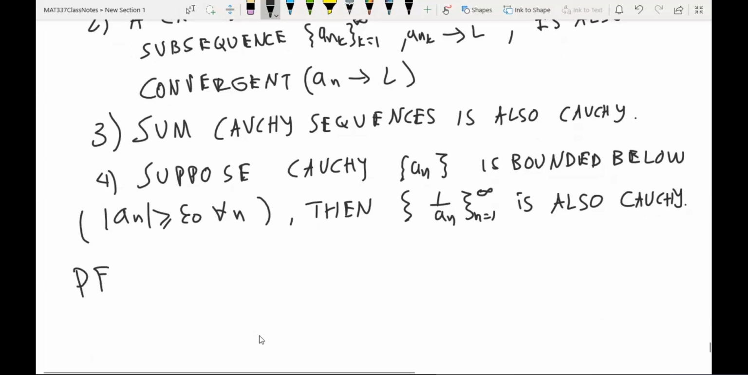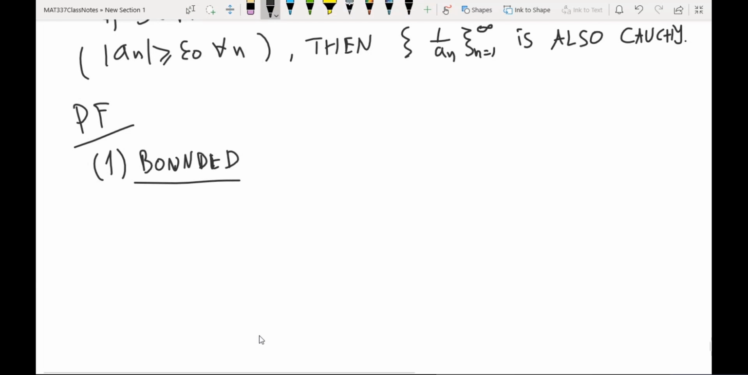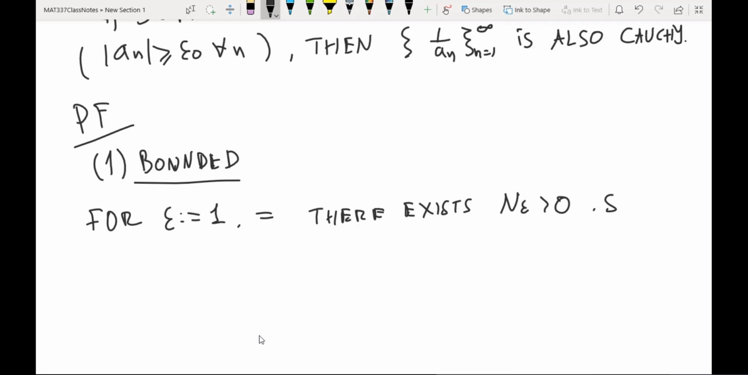So let's prove some of these things. Let's prove the bounded. That's very easy. Okay, so what do I want to do? Right. So for epsilon equal to 1, there exists an N epsilon positive such that |a_m - a_n| is less than 1 for all m, n bigger than N epsilon.